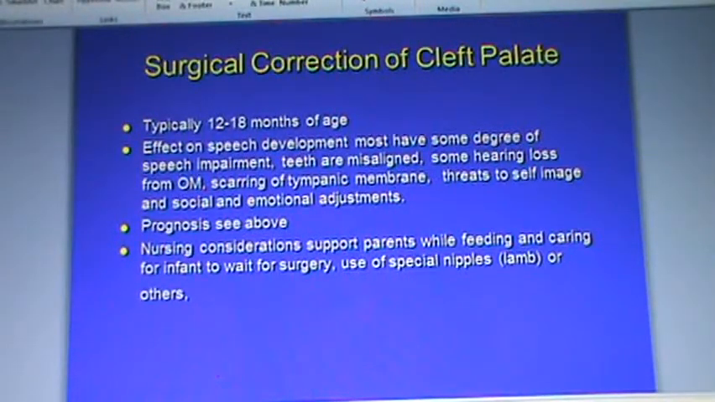Nursing considerations: support parents while feeding and caring for infant to wait for surgery. Use of special nipples like a lamb's nipple we used to use in the NICU or others. What do you think their biggest problem is? A child with a cleft palate. When you see that palate split like that, what do you think that their biggest problem is?